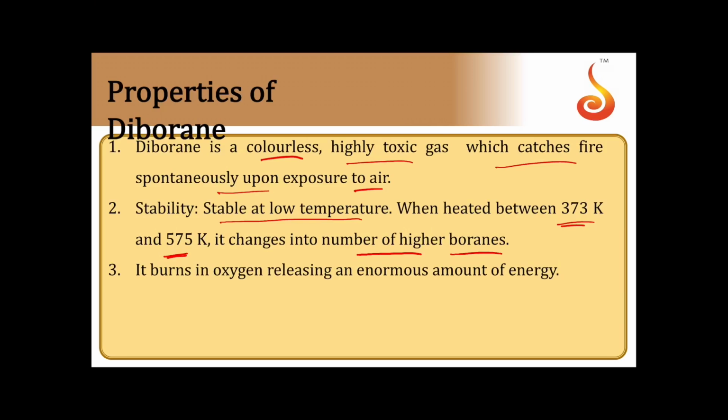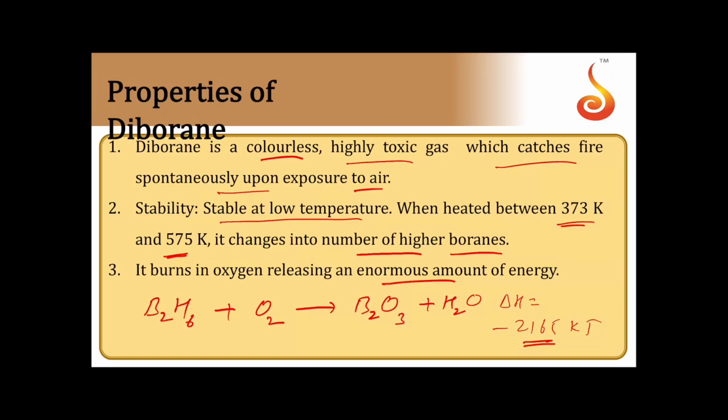It burns in oxygen, releasing an enormous amount of heat, and hence is used even as a rocket fuel. So B2H6 when burnt in oxygen forms B2O3 plus H2O, and the delta H value is very high, minus 2165 kilojoules per mole. An enormous amount of heat is produced on burning in air, hence it is used as rocket fuel.